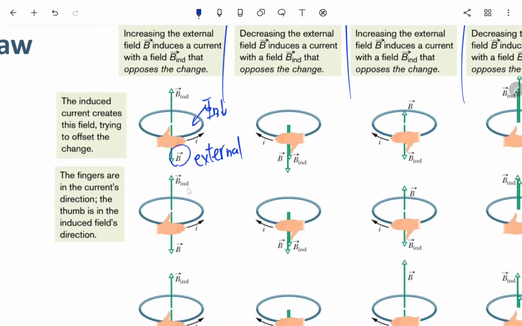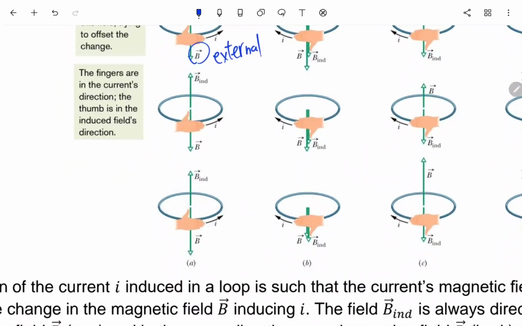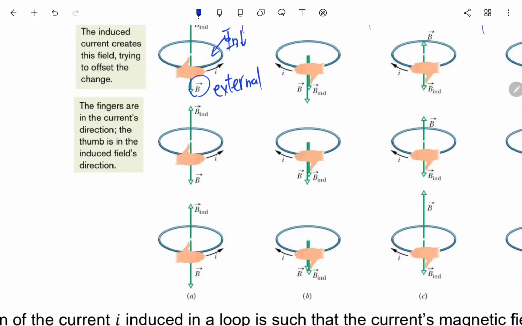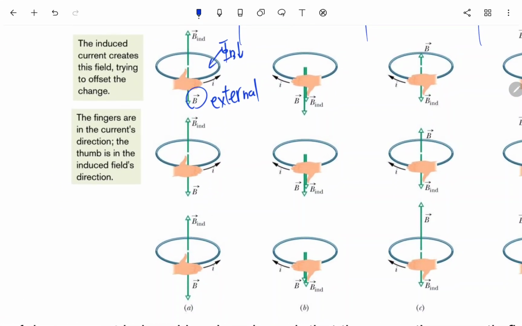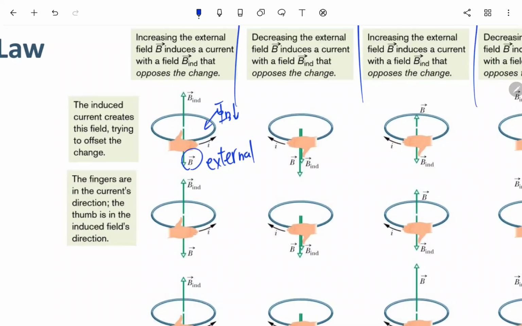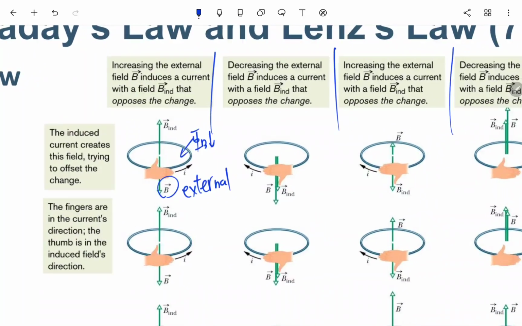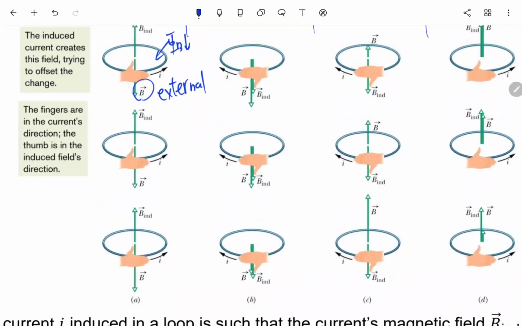Okay, so which means that if this loop wants to generate B induced pointing upward, this current is somehow like counterclockwise. Okay, so like this direction. Okay, so this is the first case.